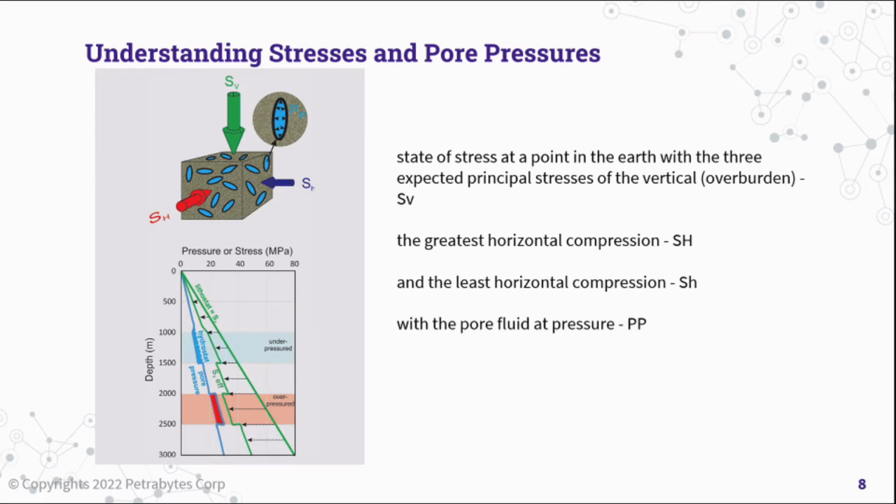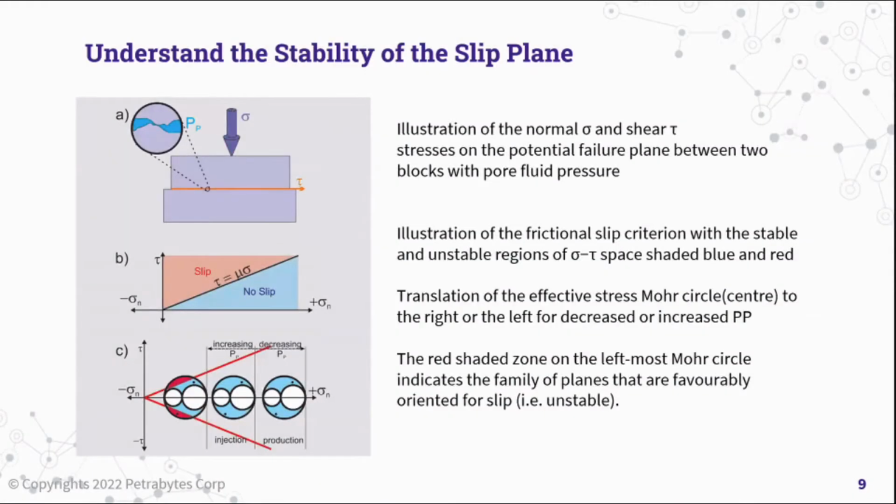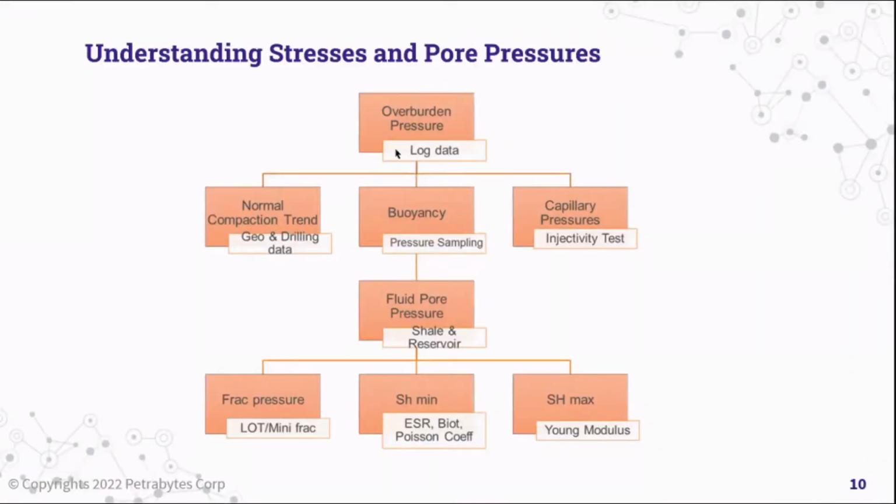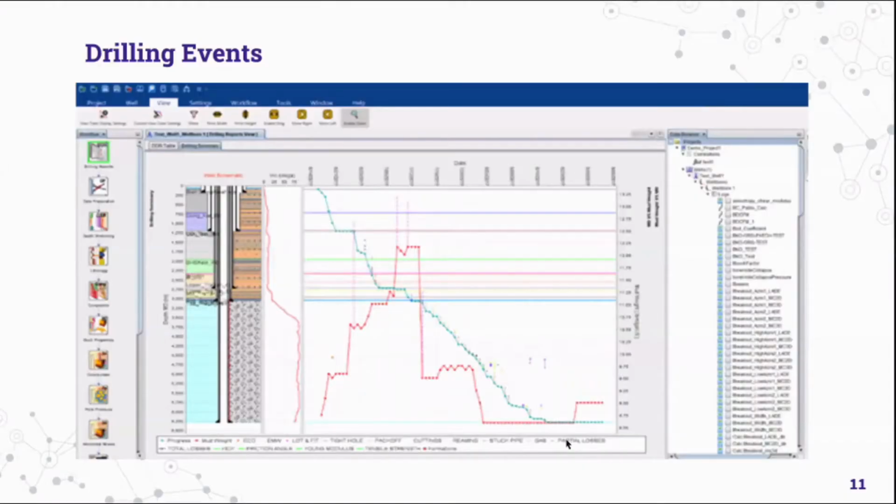So typically when you're looking at a geomechanical model, you're looking at the vertical stress, the minimum and maximum horizontal stress, and also the formation pressure. And then, once you understand all of these, that is when you go deeper and model the stresses properly. So the first step is to understand the overburden pressure, the vertical stress, and by looking at compaction, the buoyancy, the capillary pressures, the fluid pressures, and the fracture gradient, and also the minimum and maximum horizontal stress.